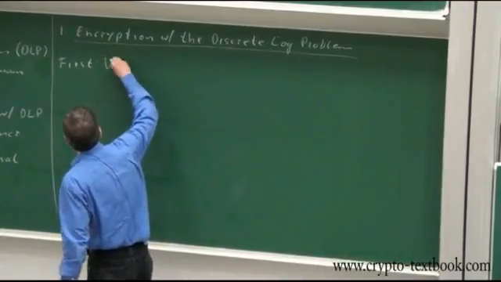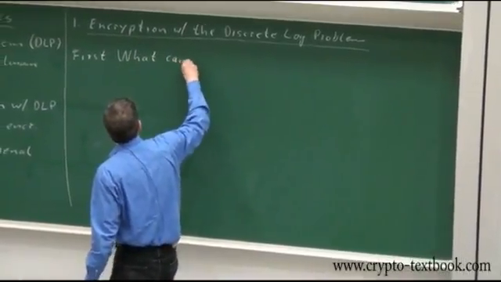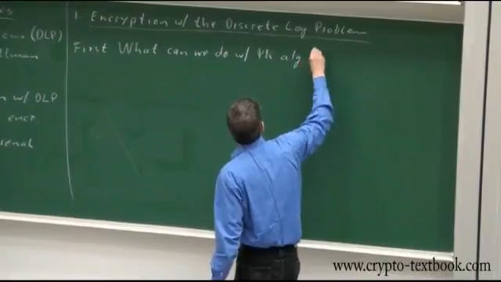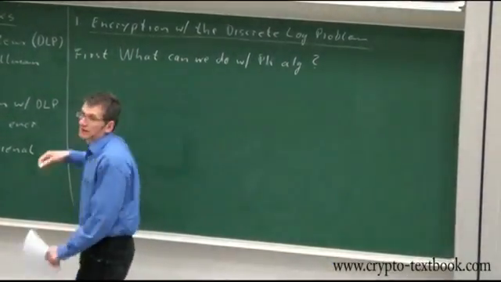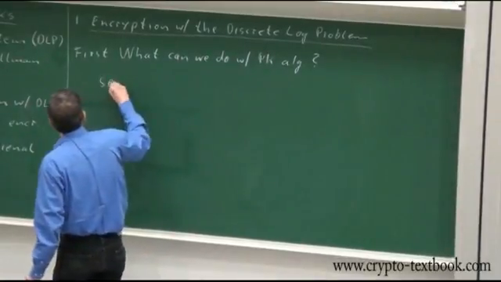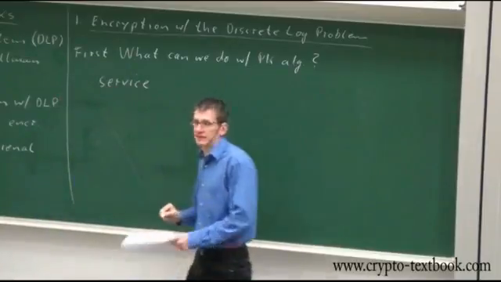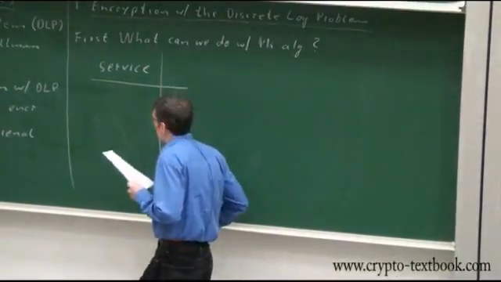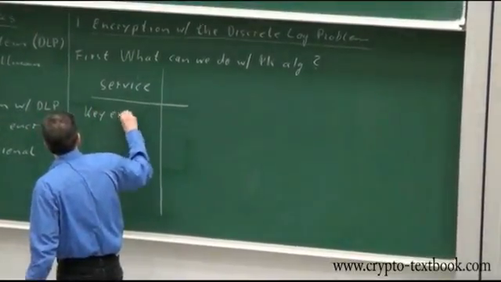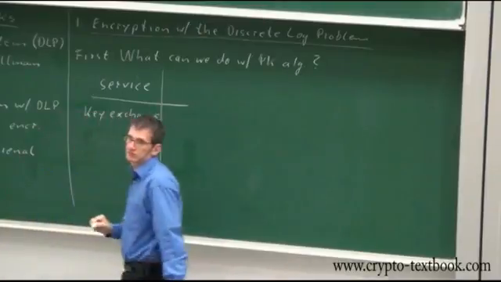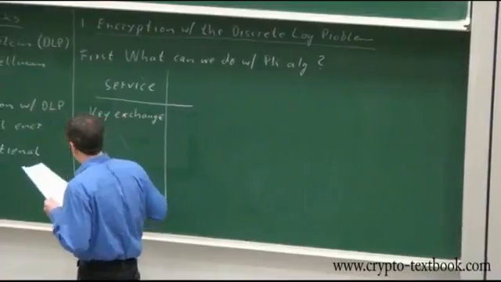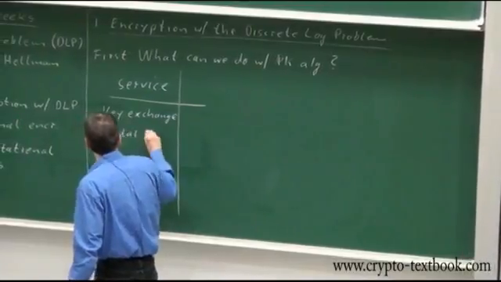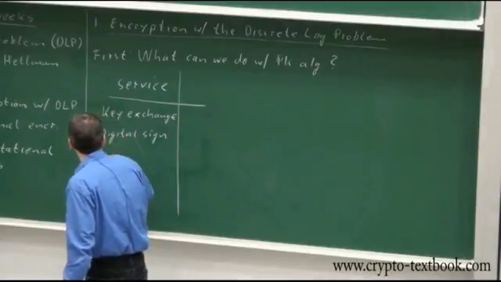So first, what can we do with public key algorithms? A really fancy term for that is to talk about a service, Sicherheitsdienst. And there are 3 main things you want to do with public key cryptography. The first thing you want to do is key exchange, and we know how to do that. The second thing is digital signature. And thirdly, encryption.